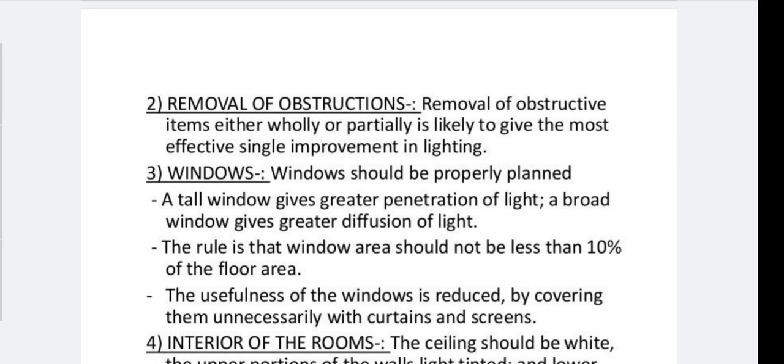Second, removal of obstructions. Whatever obstruction or object is acting as a barrier for the continuous lighting should be removed.